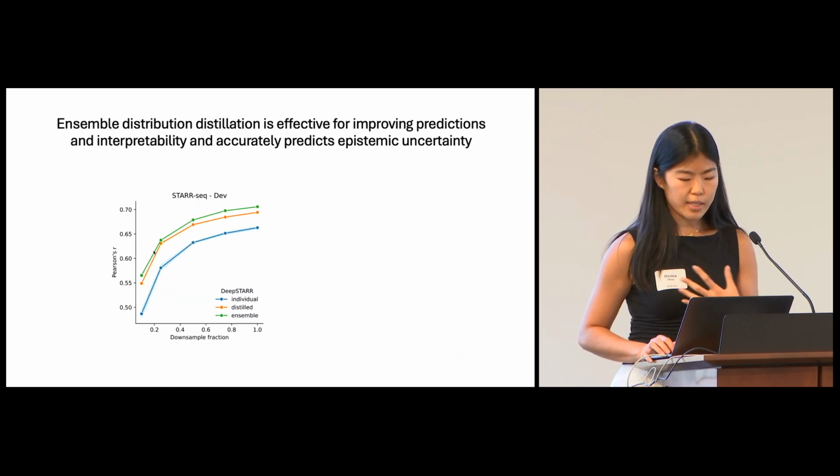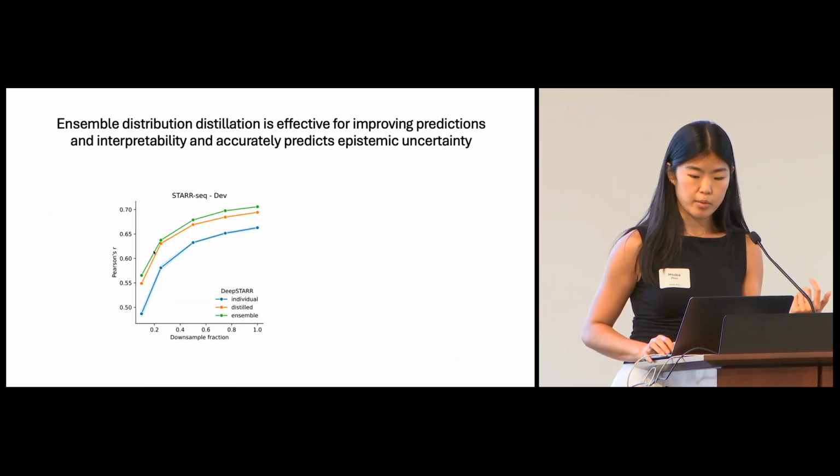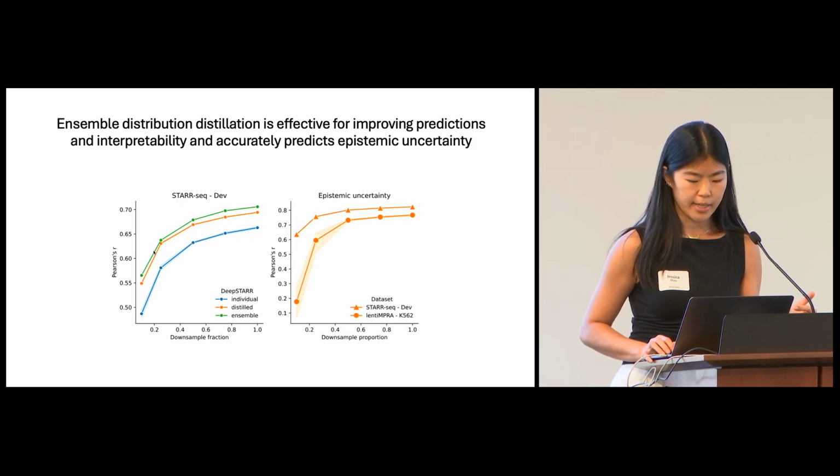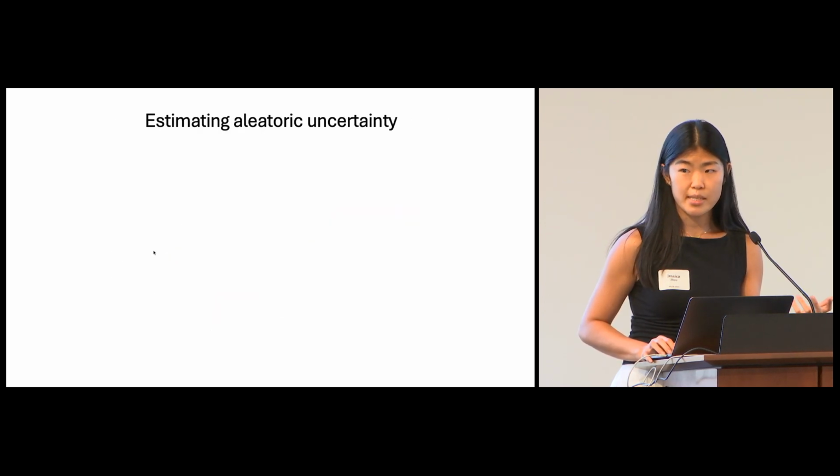We applied this method to different genomic sequence models across various functional prediction tasks, and we were able to demonstrate that our distilled models do indeed yield improvements in performance over individual models, and additionally are able to predict epistemic uncertainty quite well. Having said that, epistemic uncertainty alone doesn't offer a comprehensive view of predictive uncertainty.